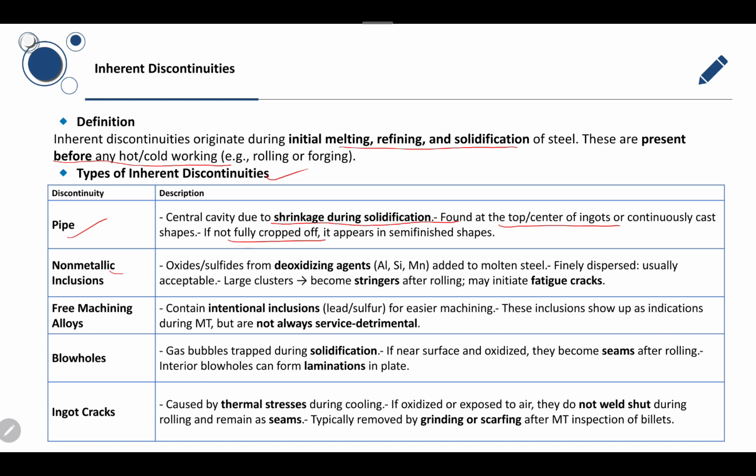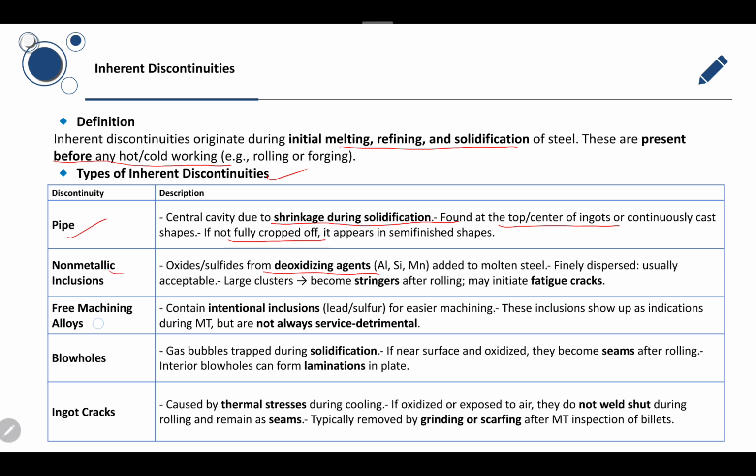Next is non-metallic inclusions. These are particles like oxides or sulfides that result from deoxidizing agents added to molten steel. Finely dispersed inclusions are generally acceptable. However, large clusters of these inclusions can become stringers after rolling. These stringers may initiate fatigue cracks.